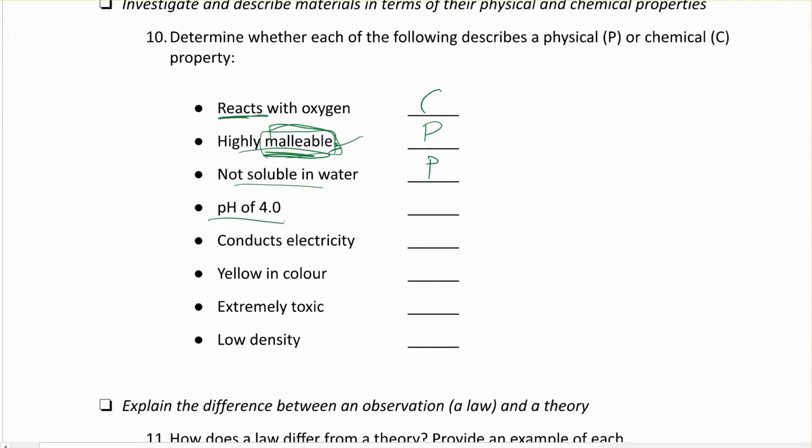pH of 4. Funny enough, online there's actually a bit of controversy about what pH would be, but pH affects how it would react with a different substance. So if it has a higher pH, it's probably going to react more vigorously with it. So pH of 4, we'd say it's a chemical. Conducts electricity, physical. Yellow in color, that's just the way it looks, physical. Extremely toxic. Toxic is how it reacts with us, or living creatures. So that's going to be chemical. And low density, that just means that the object's been packed, I guess you could say. So physical.